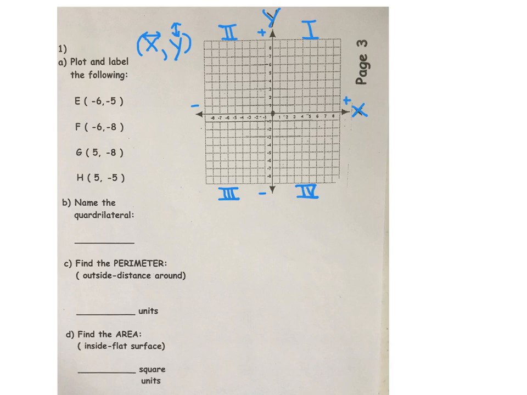Let's move on. We're going to plot these 4 points on the coordinate plane. Take a moment, pause your video, and plot the points on your own. You should have plotted your 4 points E, F, G, and H and connected the dots in order to form this quadrilateral known as a rectangle.